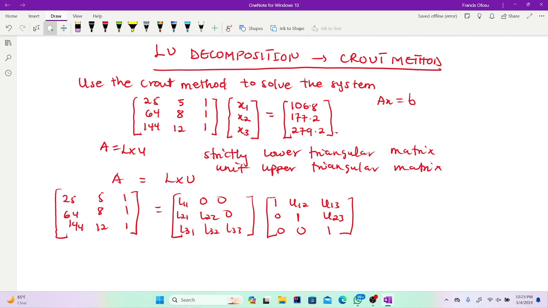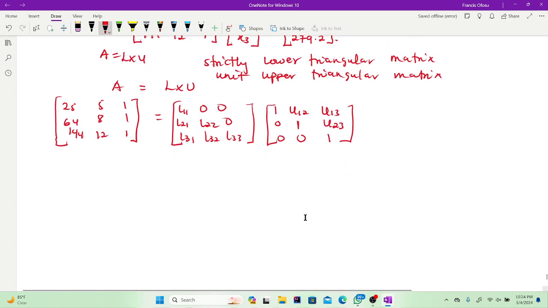Once you have made this, the next thing to do is to solve for the values of the unknowns. The various unknowns here are L11, L21, and the rest. So we just have to find the unknowns L11, L21, L22, L31, and the rest. How do we do that? We use the equation. This is a matrix equation, so your left hand side should be equal to your right hand side. So what you do is you expand this and equate terms. Let's expand it and see.